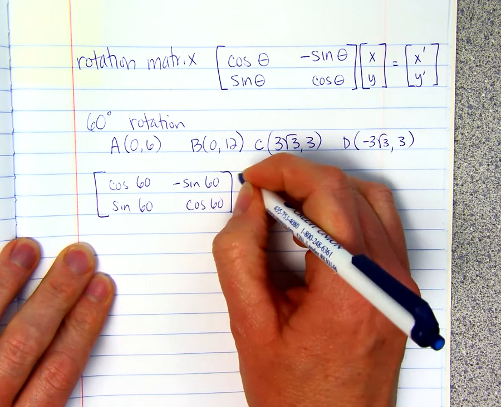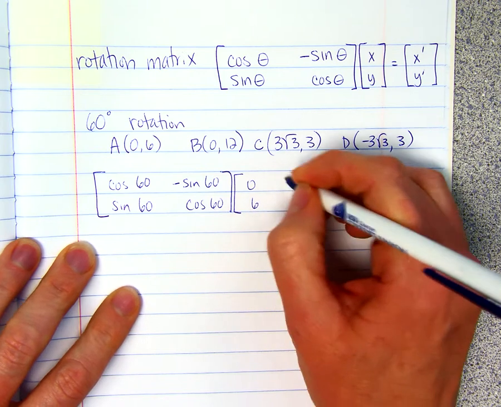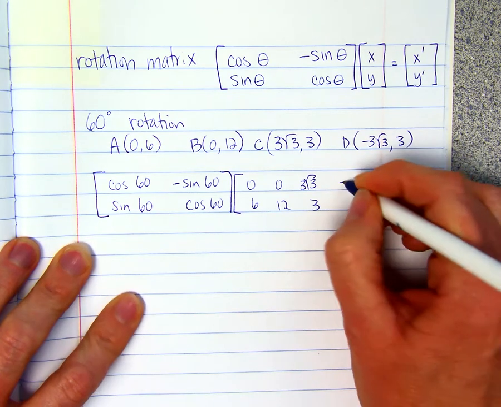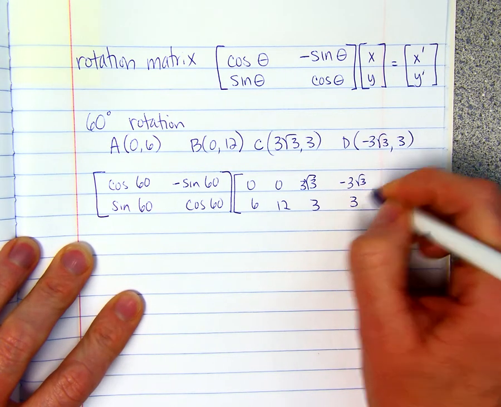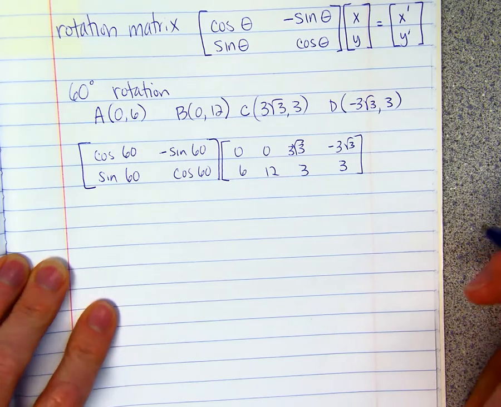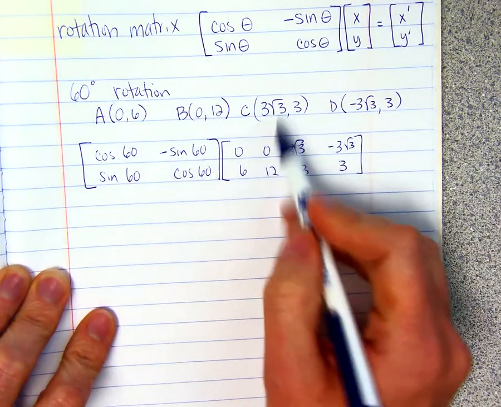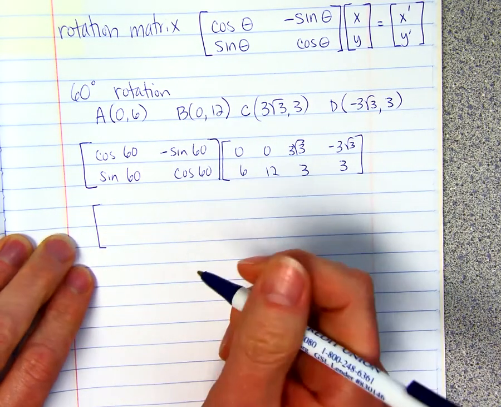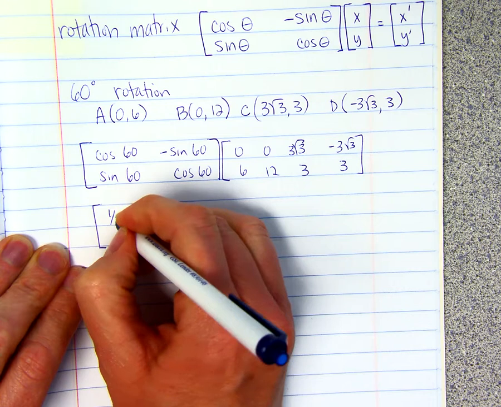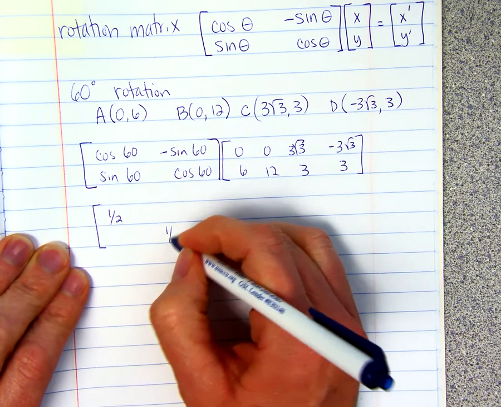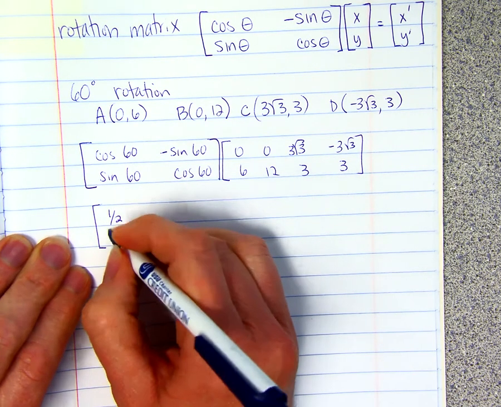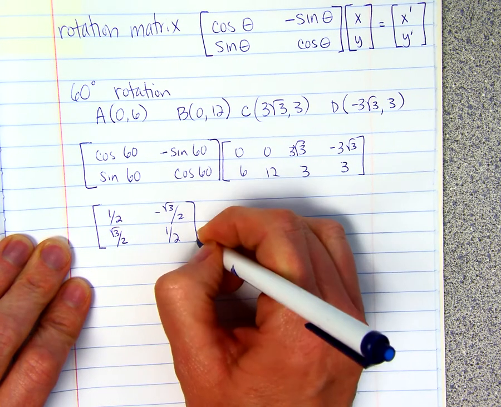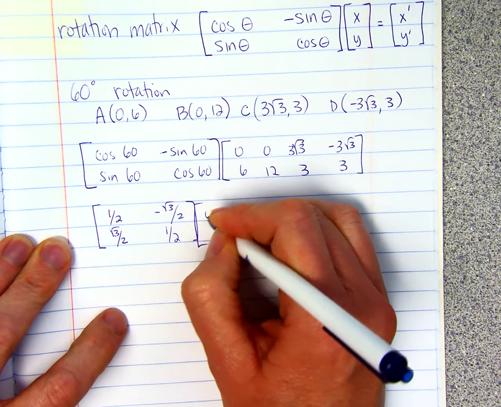And then you have to write your point matrix. So you have your A point, your B point, your C point, and your D point. You can plug it in the calculator and multiply, or you can go across and down. Cosine of 60 and sine of 60 you can find by using your unit circle. Cosine of 60 is 1/2. Sine of 60 is root 3 over 2. And negative sine would be negative root 3 over 2, times your point matrix.